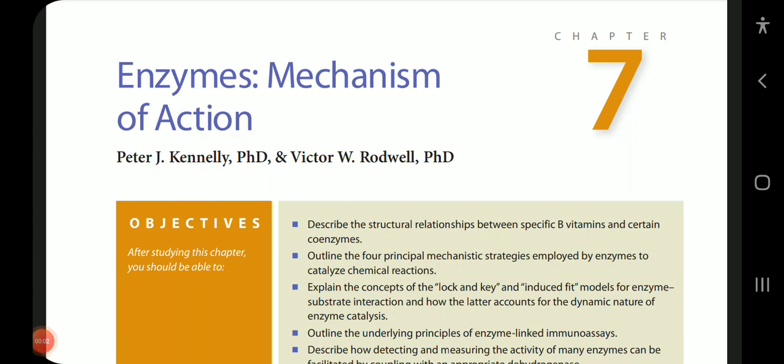Students, let's start with chapter 7 of Harper's Illustrated Biochemistry, which is Enzymes: Mechanism of Action. First, let us see the objective of the chapter.